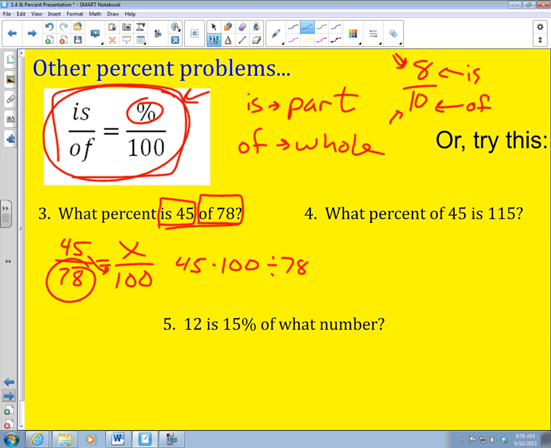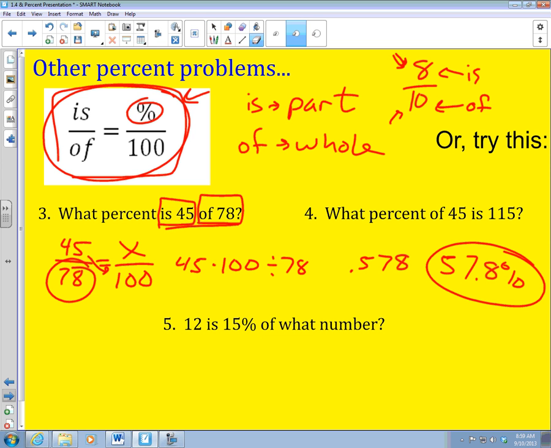We should get, oh boy, 0.578. Or, moving my decimal over twice, 57.8%. Okay, that is number 3.